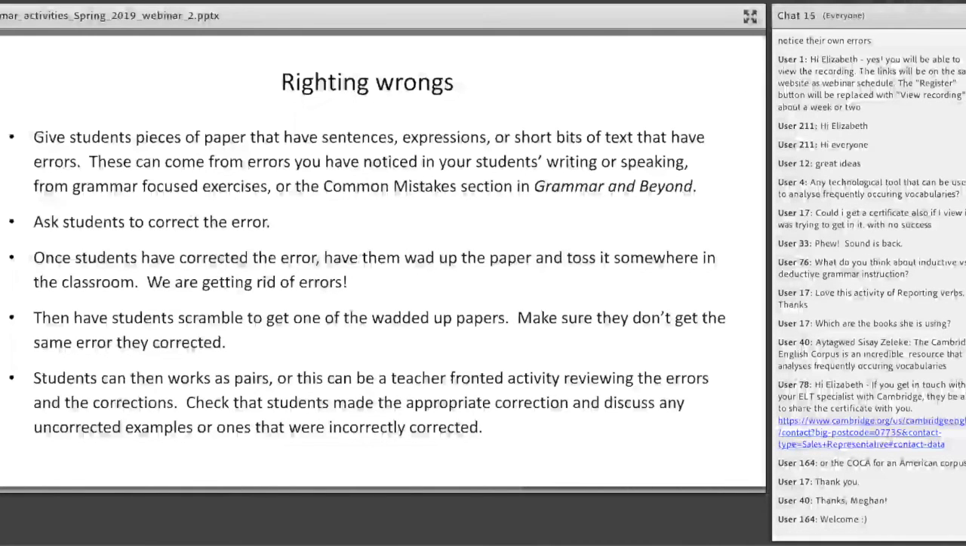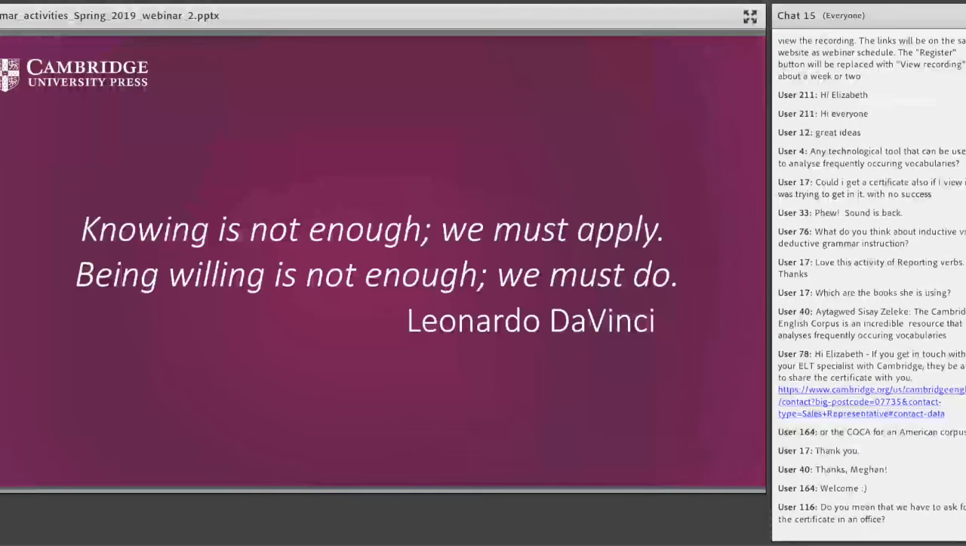So this is a nice way. Say you have the grammar class right after lunch. Every now and then, this could be a nice way to revive it so that your students don't look like that first slide we looked at of rote learning. We don't want them falling asleep.